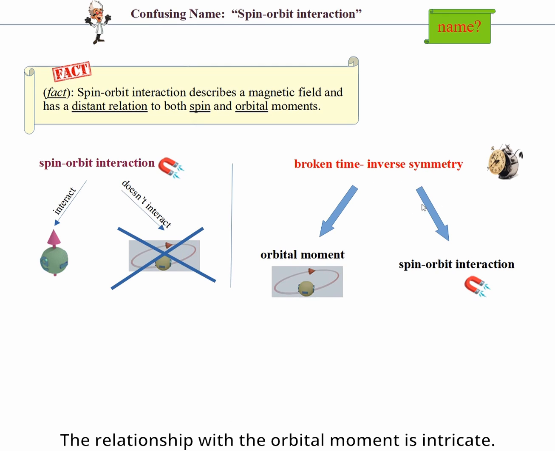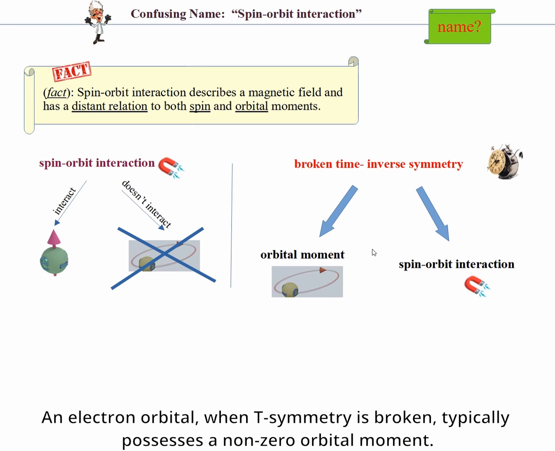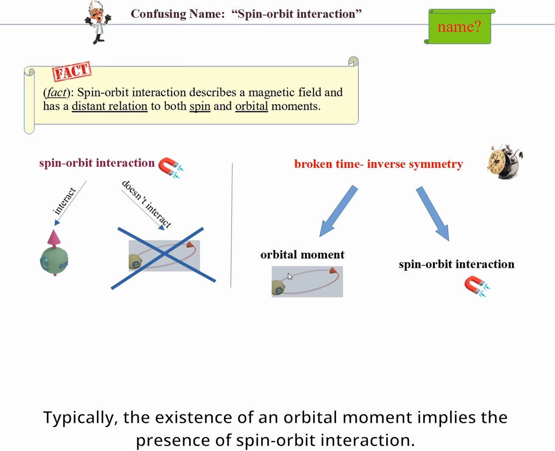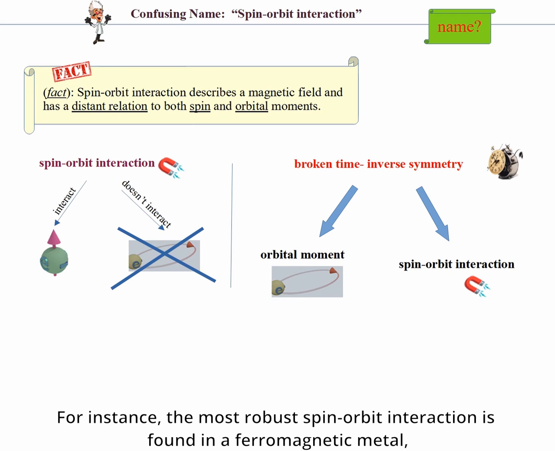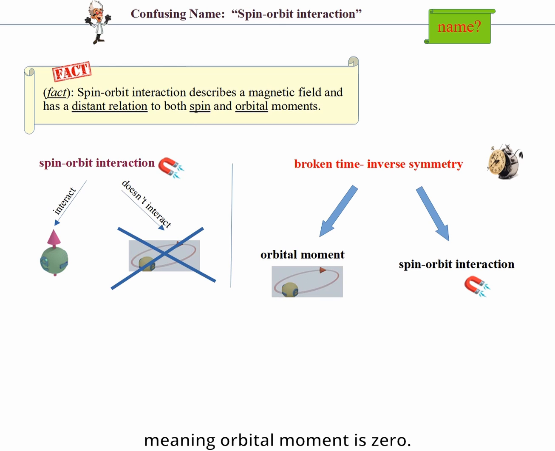The relationship with the orbital moment is intricate. The presence of spin-orbit interaction requires the breaking of time inversion symmetry, or T-symmetry in short. An electron orbital, when T-symmetry is broken, typically possesses a non-zero orbital moment. Therefore, the spin-orbit interaction has an indirect connection with orbital moment. Typically, the existence of the orbital moment implies the presence of spin-orbit interaction. However, this complex relationship can sometimes be disrupted. For instance, the most robust spin-orbit interaction is found in ferromagnetic metal, despite the localized electron within it typically having a quenched orbital moment, meaning orbital moment is zero.